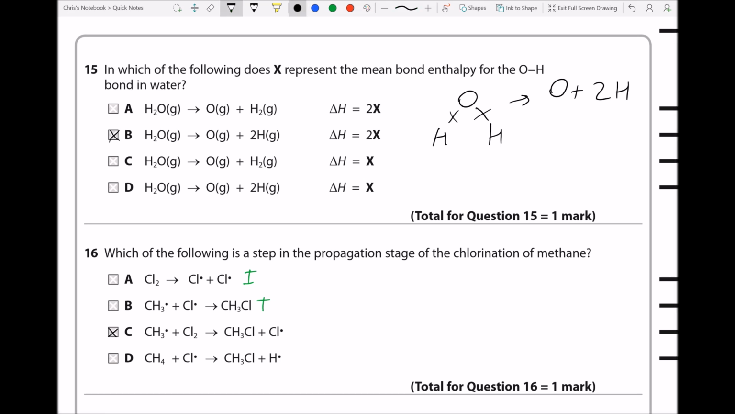If we look at D, D doesn't show that. Although D is showing a propagation process, because you've got a non-radical and a radical colliding together, it isn't showing us the process that we would have when we're forming the chlorination of methane. This process doesn't exist in that mechanism that you might have seen. So the answer's got to be C.